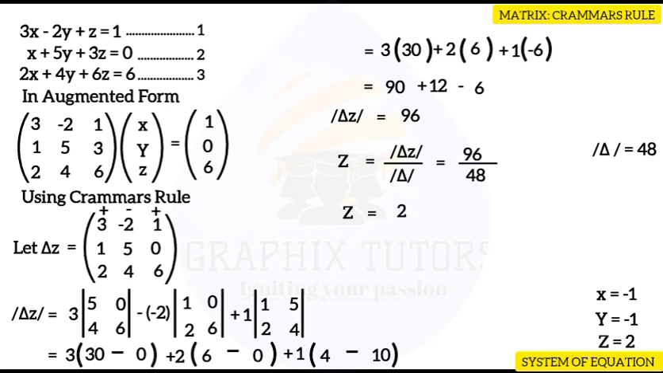So therefore, our value of x in the system of equation is -1. The value of y in the system of equation is -1. And the value of z in the system of equation is 2.